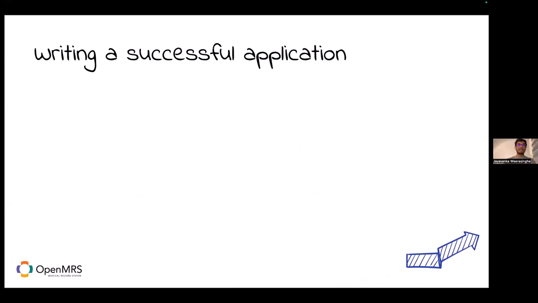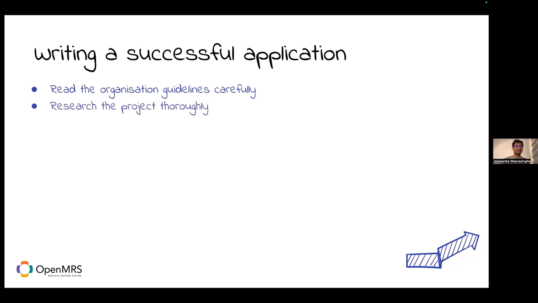Then, when writing a successful application, go through the organization's guidelines and make sure that you meet the expectations. Sometimes they expect some PR counts. At OpenMRS, for example, we are expecting at least 3 PRs from you, and also you have to get one badge at OpenMRS. There's a quiz. There are some sorts of things that you need to complete in order to become eligible. And other organizations may have their own activities, guidelines, and proposal templates. So we have to go through them carefully and do good research on whatever project you are going to apply for. Otherwise, you can't write the proposal, right?